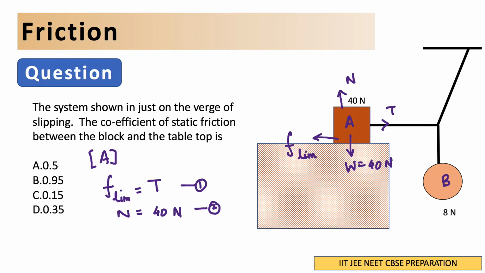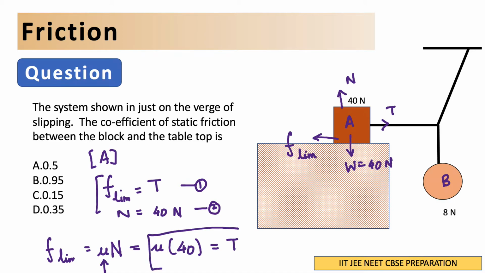Now F limiting friction is what we know. I can write this as nu N, and nu is what we have to find out. That's the coefficient of static friction. From equation number 2, N is nothing but 40 newtons, so I can say this is nu times 40. So F limiting is nu times 40, and from the first equation F limiting is equal to T. So I can say that this is equal to T also. So this is what I am getting.